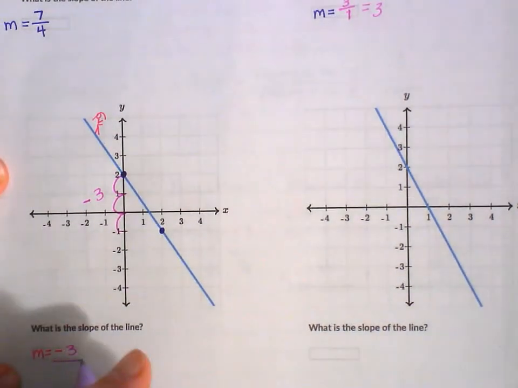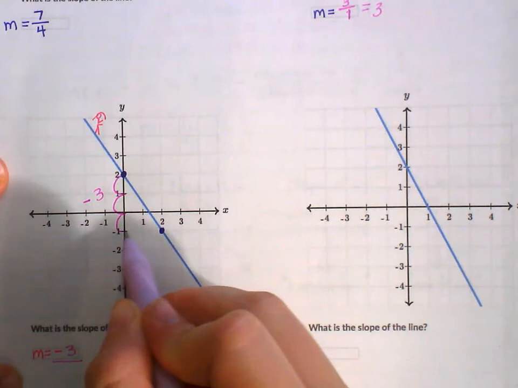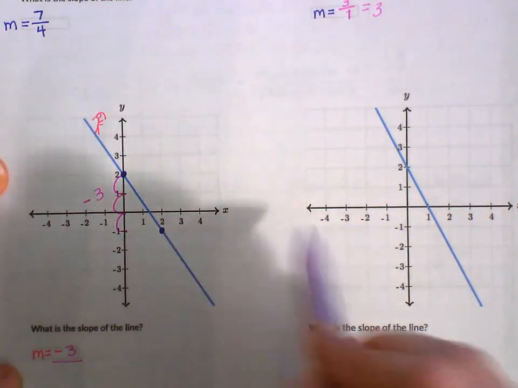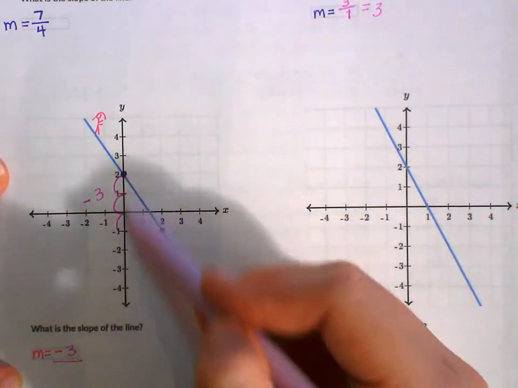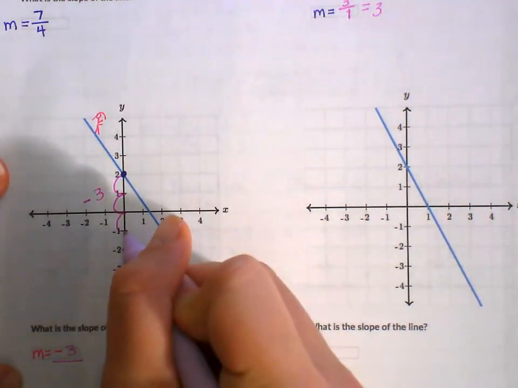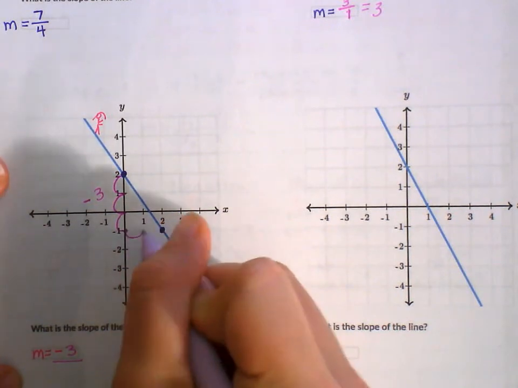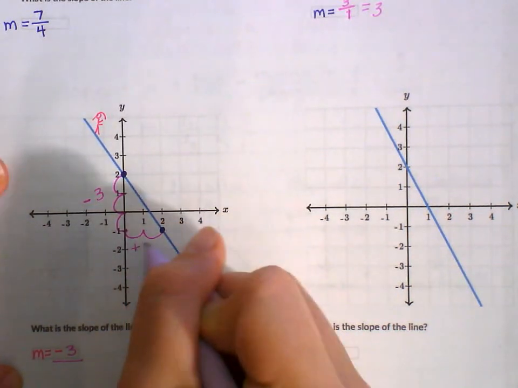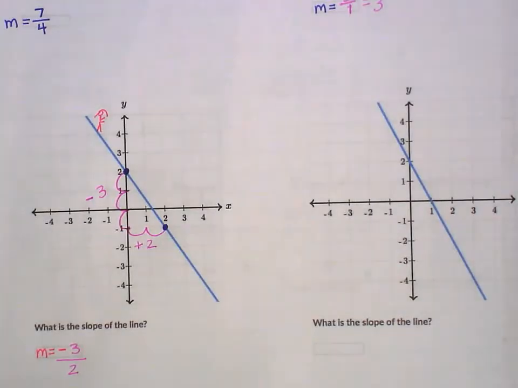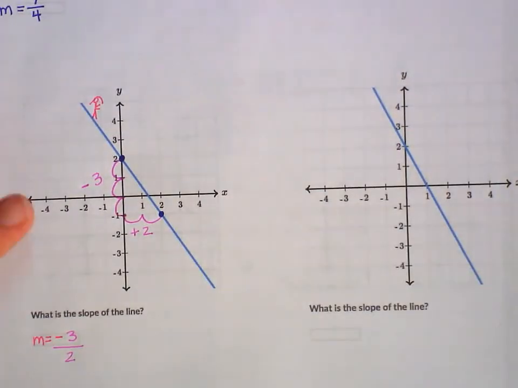So -3 over. Now we're running right. So remember, up and the direction right is positive. If we're going down or if we're going left, it's going to be negative. So from here to there, we're going right 1, 2, plus 2. So the slope is -3 over 2. And you can leave it just like that.